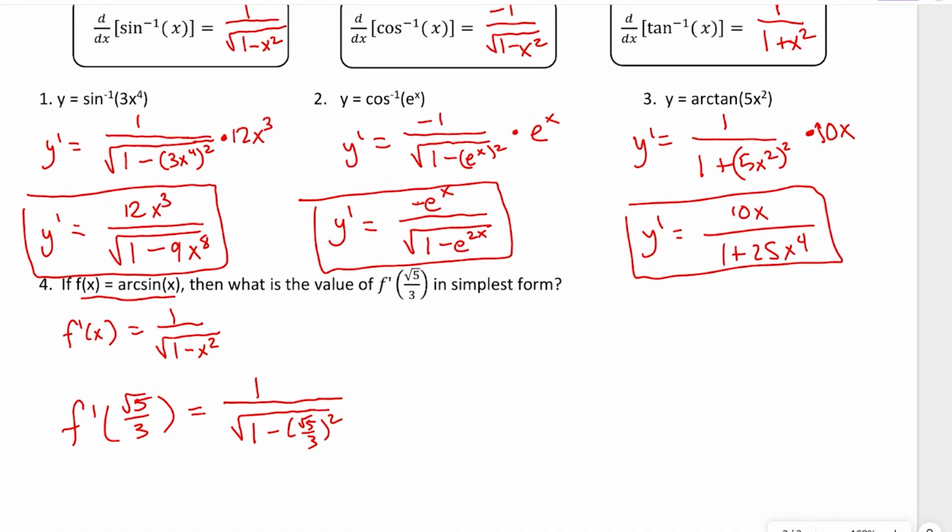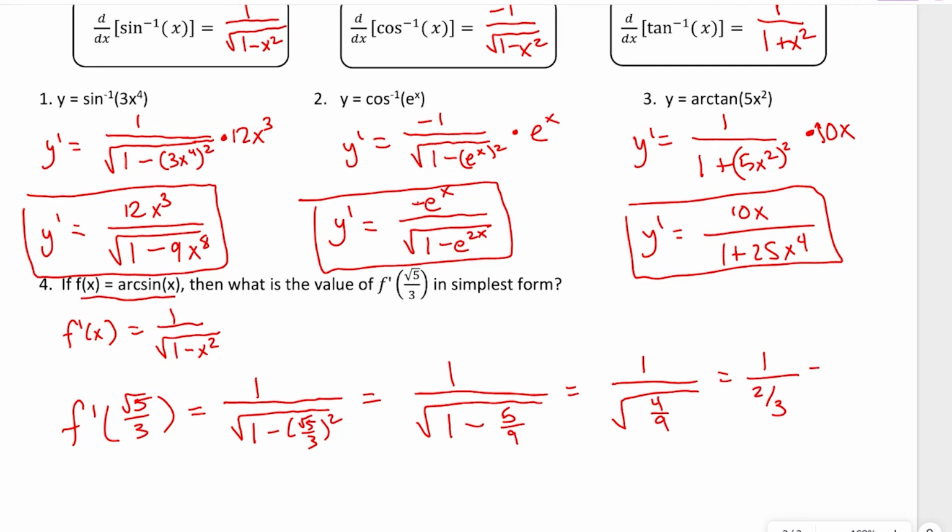Okay, we need to square that fraction, and I'll just do that first. So the square root of 5 squared is just going to be 5, and 3 squared is going to be 9, so 1 minus 5 ninths. 1 minus 5 ninths is going to be 4 ninths, because 1 is 9 ninths, and 9 ninths minus 5 ninths is 4 ninths. And then we can take the square root of both 4 and 9 individually. Square root of 4 is 2, square root of 9 is 3, and 1 divided by 2/3 is going to be 3/2. That'll be your answer for number 4.